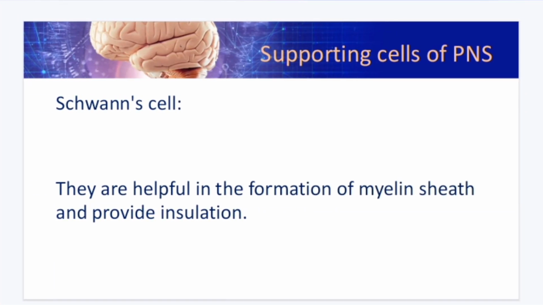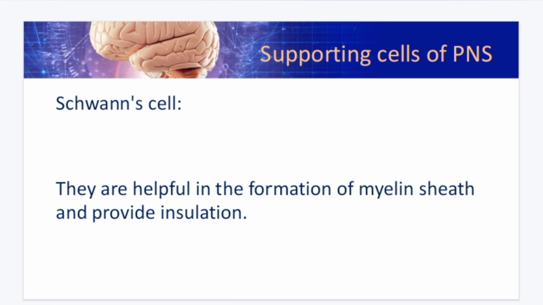Today we are dealing with part 4 of neurophysiology, and today we will be discussing the PNS system and how the nervous system responds to an injury, etc. So the supporting cells of the PNS are called the Schwann cells, and they are helpful in the formation of myelin sheath and provide insulation.